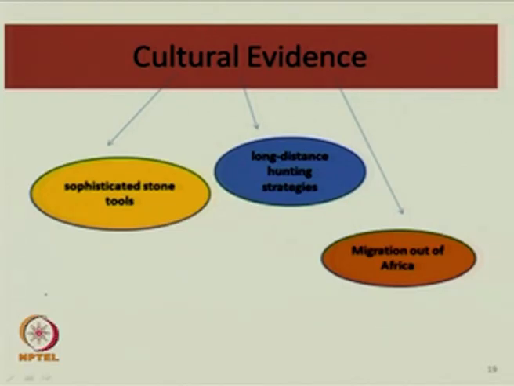right? So the cultural evidence is that we do find sophisticated stone tools, okay, in places where archaeologists or paleontologists, paleontology being the study of fossils, have been to or do their work and make excavations. There is evidence of long distance hunting strategies, and of course of migration out of Africa. So this is the cultural evidence that we have.